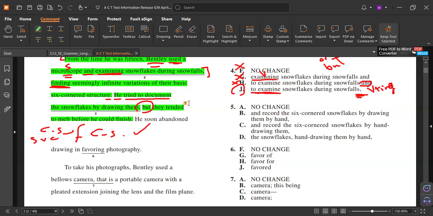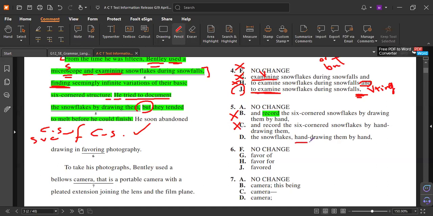For example, record means you document. So he said here, he tried to document. Document means to record. So why should I repeat the same meaning? That means error. Again, record, again, we have document already in the sentence. That means he added information already in the sentence. Wrong. Yes or no? Here, yes. B wrong, and C wrong.